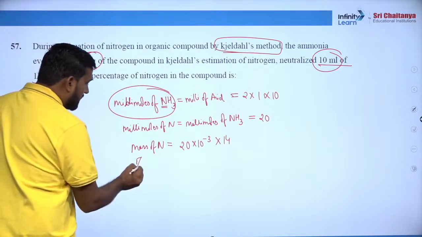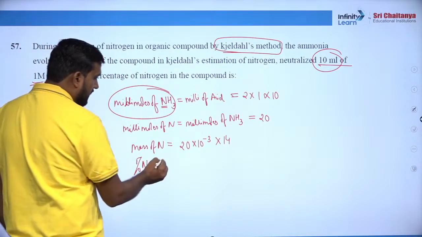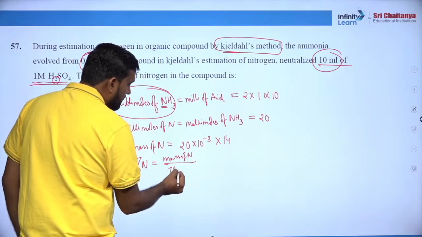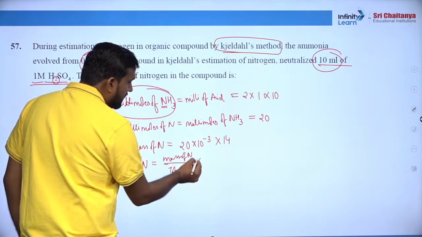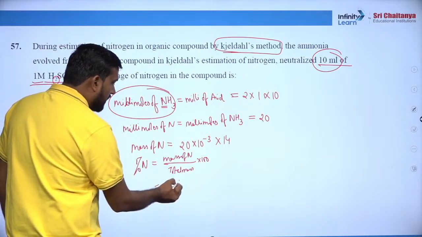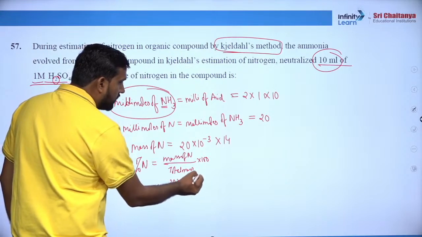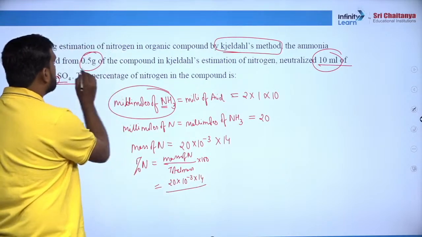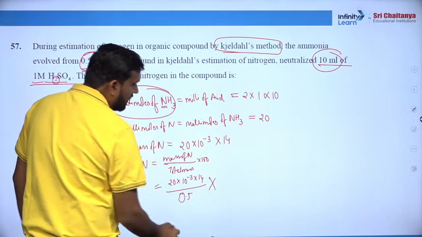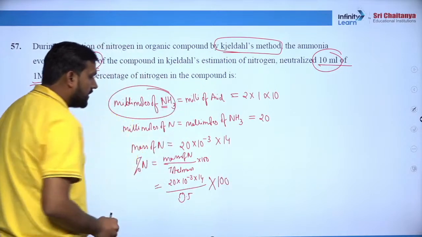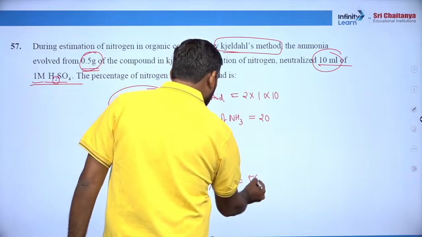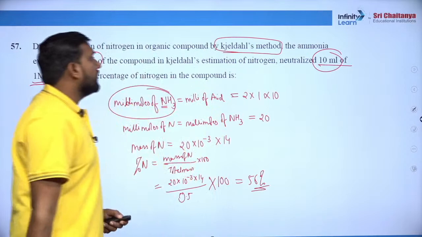Now I have to calculate the percentage of nitrogen because I know the mass of the nitrogen. Percentage nitrogen will be equal to mass of nitrogen divided by total mass into 100. So the mass of nitrogen is 20 into 10 to the power minus 3 into 14, divided by the total mass, 0.5 gram, into 100. This will be your final answer. The answer comes out to be 56%, so the correct answer is 56.